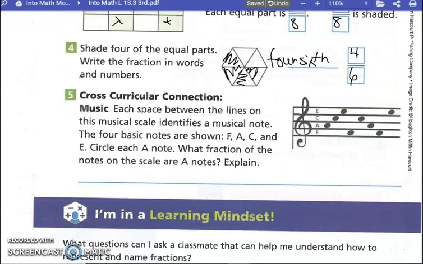Down at the bottom, it brings in music. Now, Mrs. Morford has probably talked to you about the spaces and lines on the staff. Each space between the lines on the musical scale identifies a musical note. The 4 basic notes are shown: F, A, C, and E. So every note that's on this F line, you would play on your instrument or your piano, or you would sing an F, an A, a C.